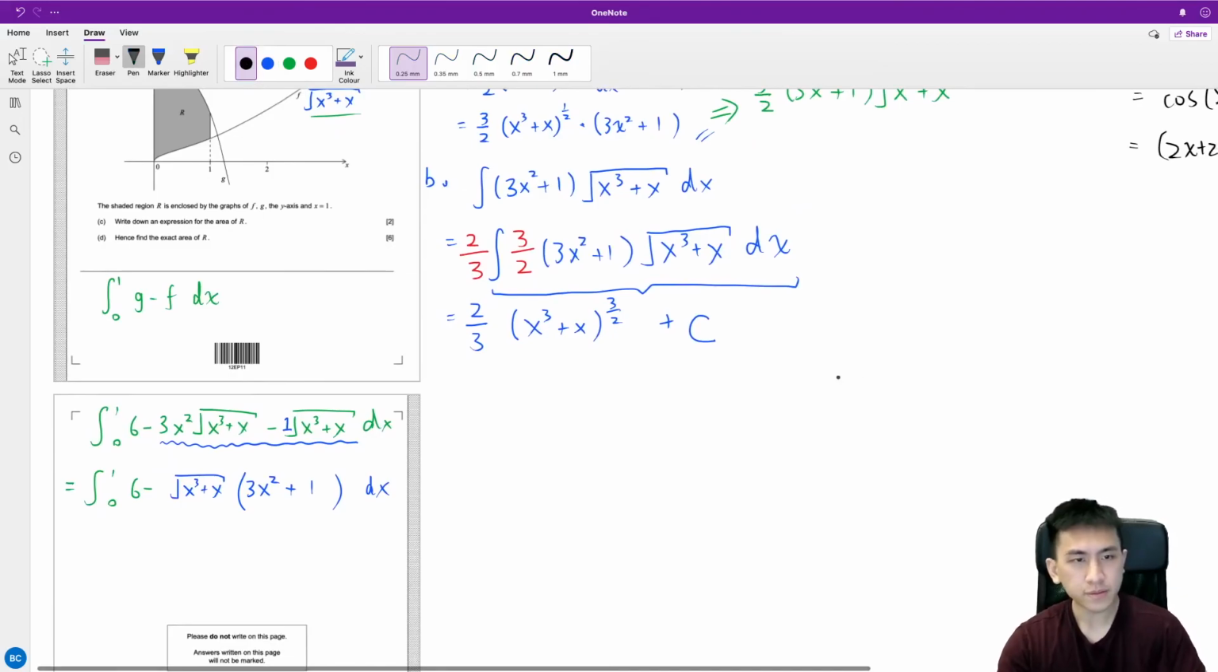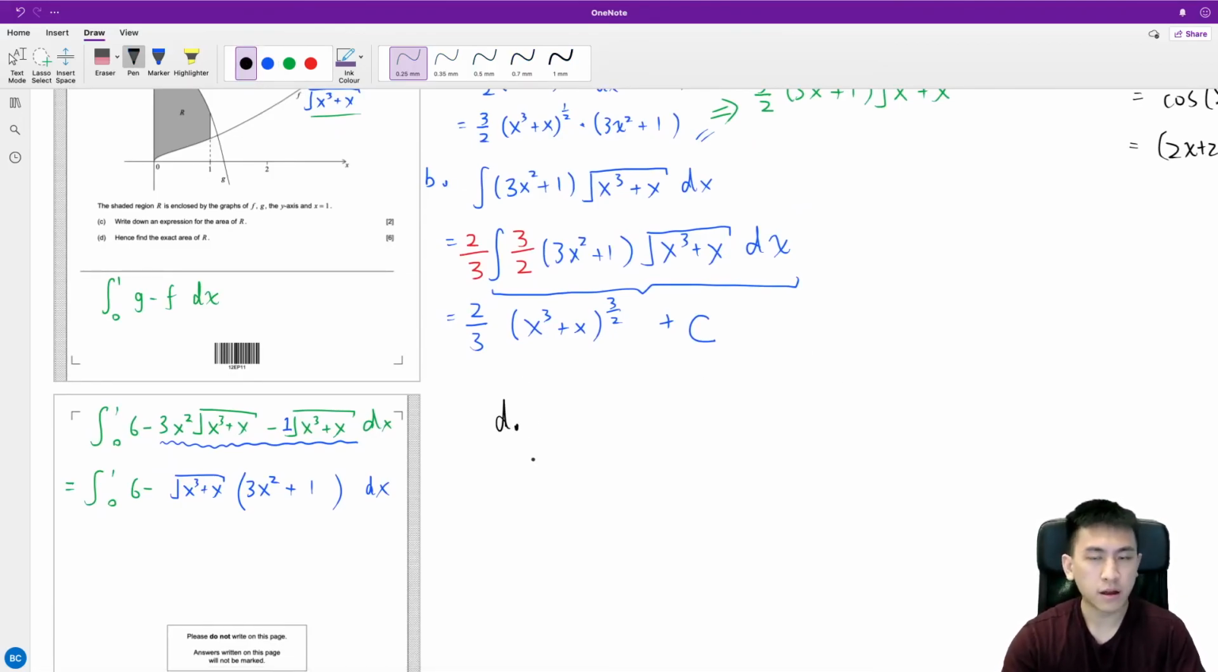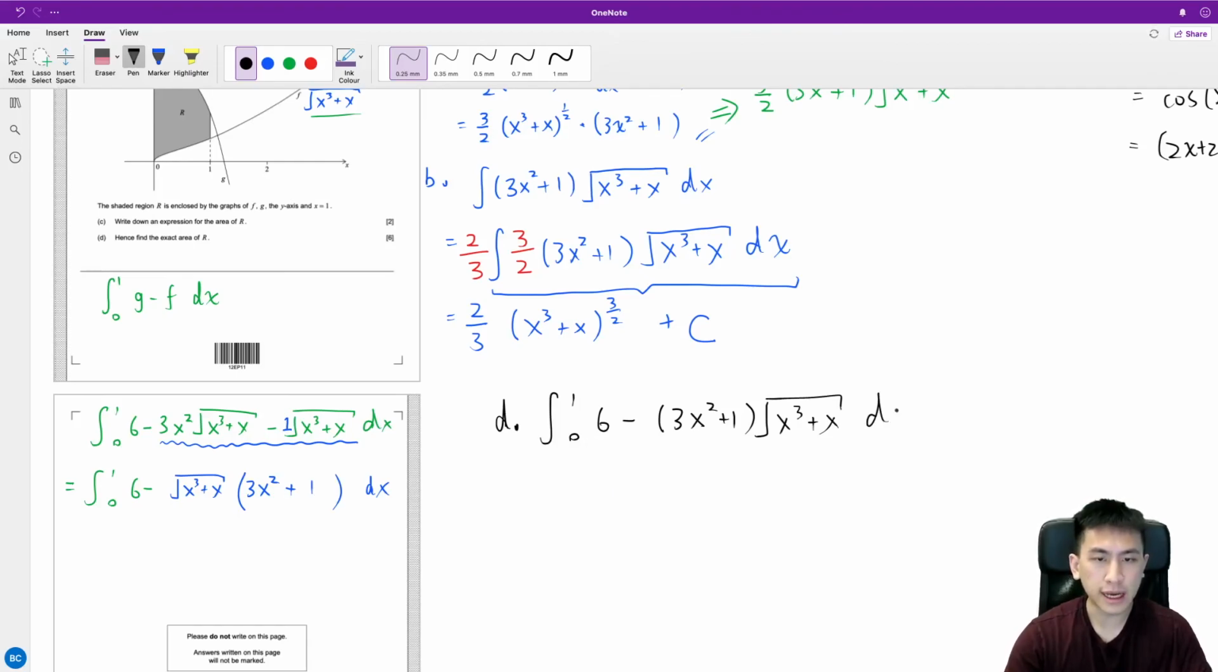Now, let me just do part D here. Let me use black. So hence, find the exact value of R. So we are going to do that, and then 6 minus that. Now, for the sake of it, in part B we already found it, so let me just write it exactly in that form. So 3x squared plus 1, and then that, and then dx. So just so you know, for integration, if it's 6 minus that, you can actually chunk them into 2 separate integrals.